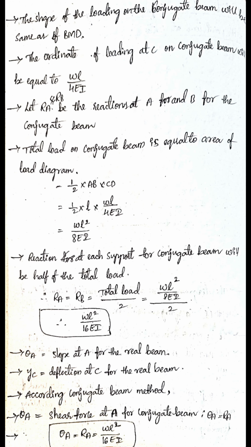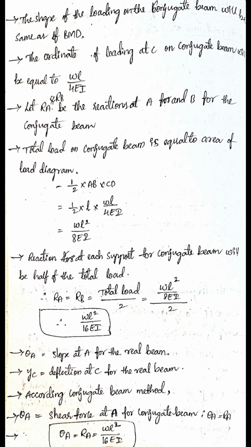So the area of load is half into AB into CD in the conjugate beam. AB is L, CD is WL/4EI, because the M/EI diagram will be the shape of the conjugate beam loading. So it will become WL²/8EI. The reactions at each support for the conjugate beam will be half of the total load. So the total load is WL²/8EI, and half of it, RA and RB, means WL²/16EI.